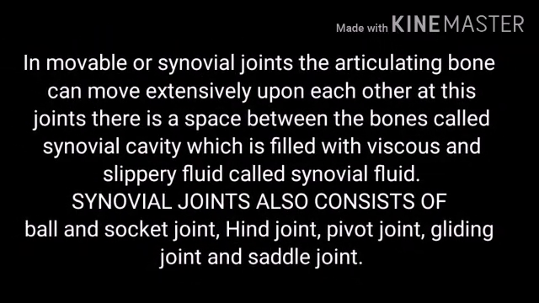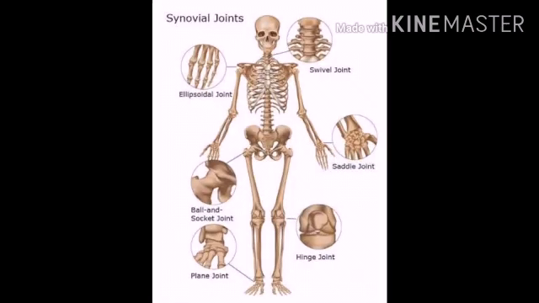In movable or synovial joints, the articulating bones can move extensively upon each other. At these joints, there is a space between the bones called the synovial cavity, which is filled with viscous and slippery fluid called synovial fluid. Synovial joints also include ball and socket joint, hinge joint, pivot joint, gliding joint and saddle joint. Look at the diagram.